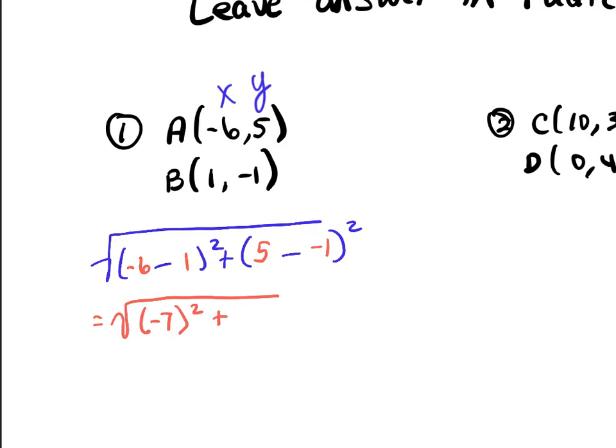Plus, what's 5 minus -1? Well, 5 plus 1 is 6 squared. Notice how I'm putting everything in parentheses? I think you guys should do that, because if you write it like this, I guarantee you some of you are going to say it's -49, and that is not the correct answer.